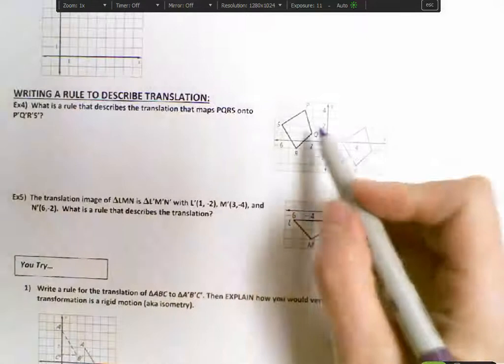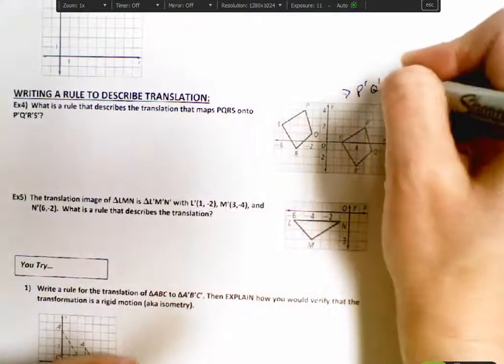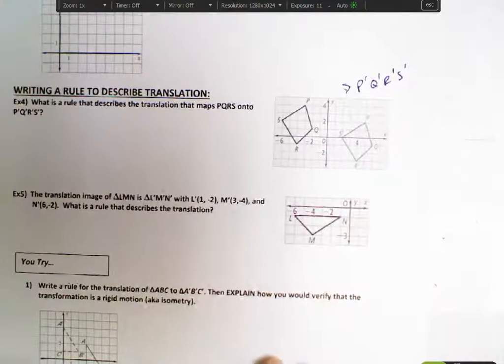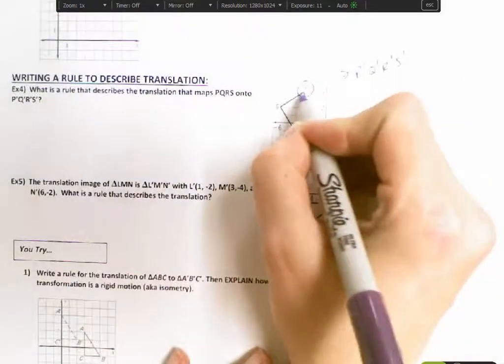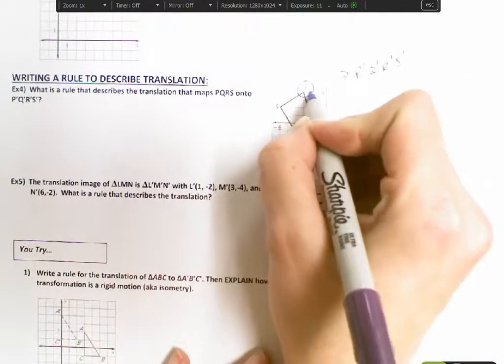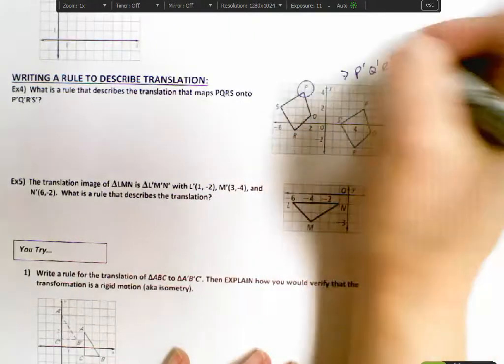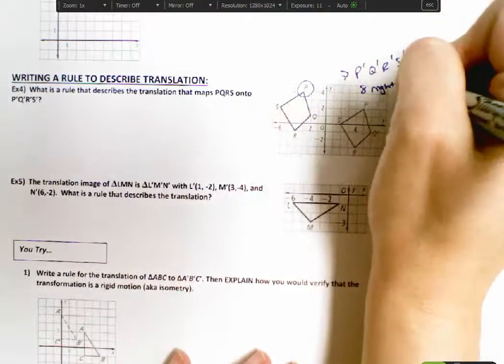So that means I went from this image to the P prime, Q prime, R prime, S prime. I need to pick one point and figure out what happened to write my translation rule. So let's take a look. So I'm going to use P because up here at the top and it's easy. So we go left, right first. 1, 2, 3, 4, 5, 6, 7, 8. So this is 8 right. So that's going to be a plus 8.